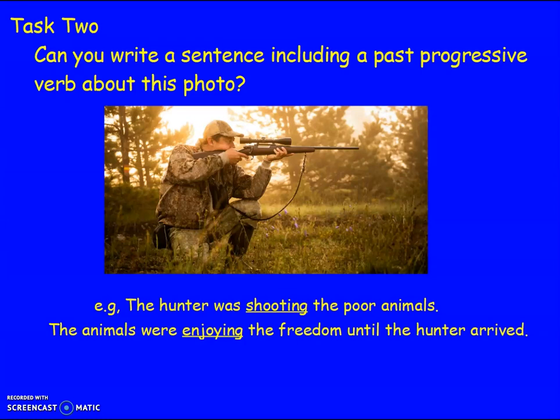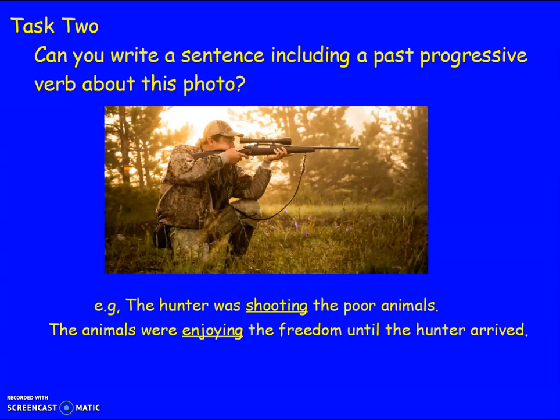The next task then, task 2. Can you write a sentence including a past progressive verb about this photo? Okay, so have a look at this photo. What can you see? There's a hunter there with his rifle and it looks like he's hunting for animals. So for an example, I've written, the hunter was shooting the poor animals. So that's something that's already happened. He could have done that yesterday. Yesterday, the hunter was shooting the poor animals.